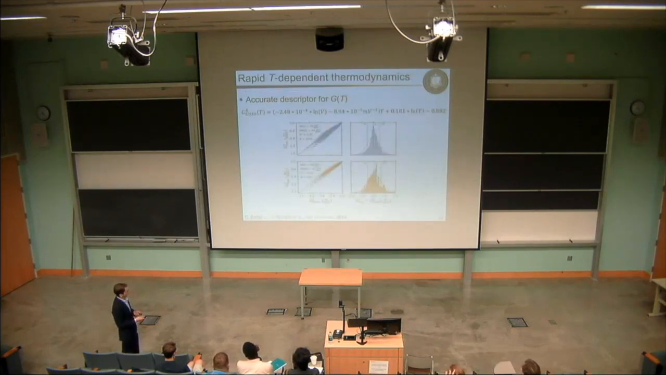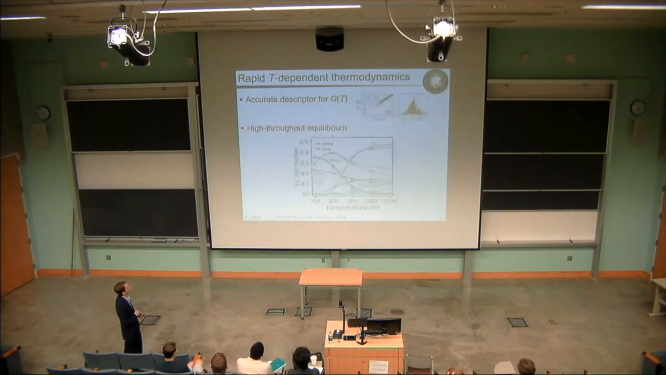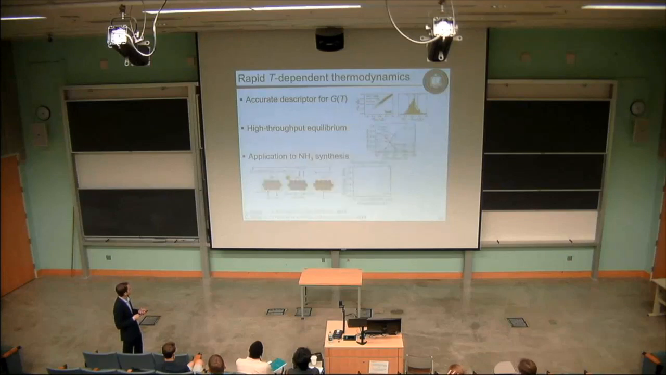So to recap this portion of my talk, we again used Ciso, this time to develop a descriptor for the Gibbs energy of solid-state materials. We showed how this can be used in conjunction with Gibbs energy minimization to generate these high-throughput speciation diagrams. And then finally we showed how this might be applied to screen materials for a chemical looping process, in this case ammonia synthesis.